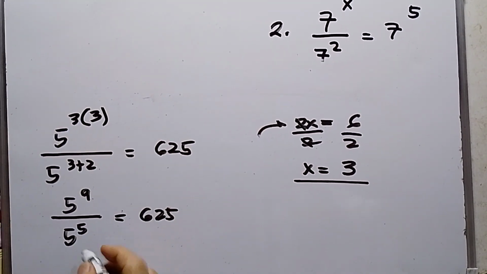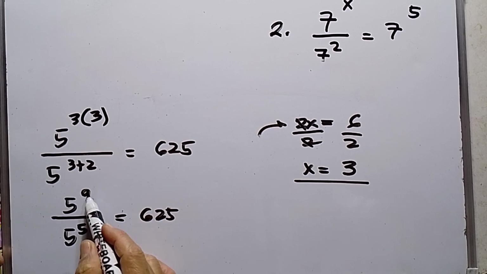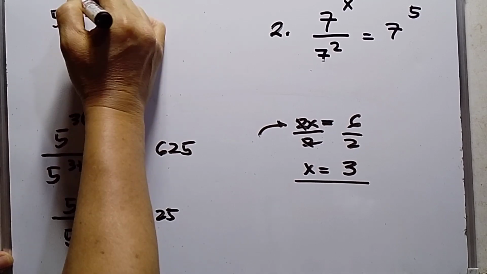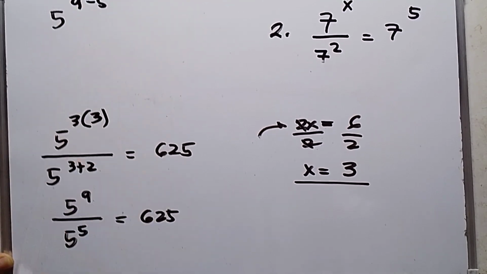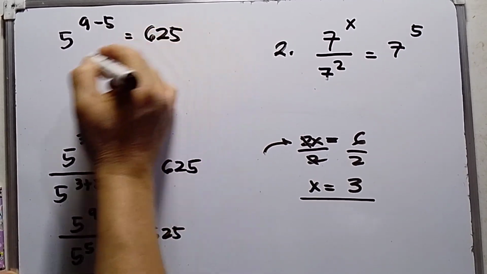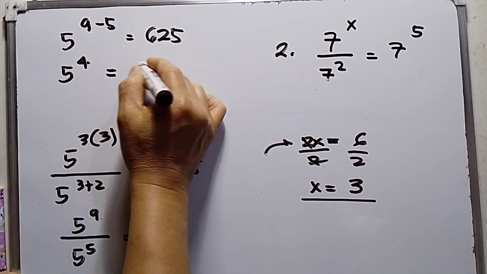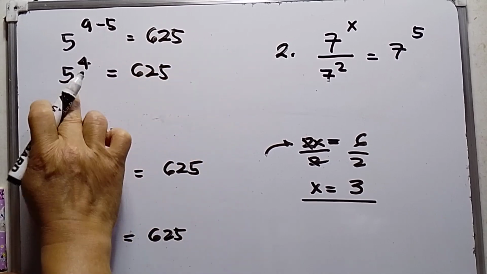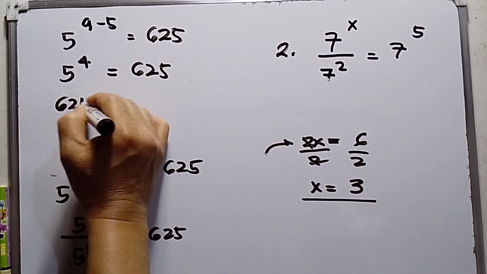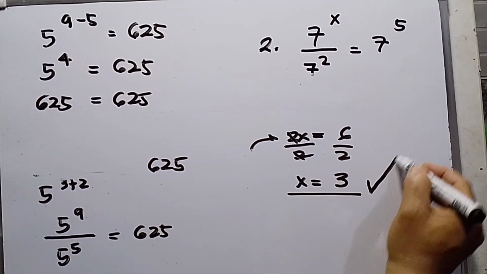Okay, so since m is greater than n, 9 is greater than 5, this will be 5 raised to 9 minus 5, which is equal to 625. So 5 raised to 9 minus 5, which is 4, is equal to 625. As we know, 5 raised to the power of 4 is 625. Then this will be equal to 625. So therefore, x equals 3 is correct.